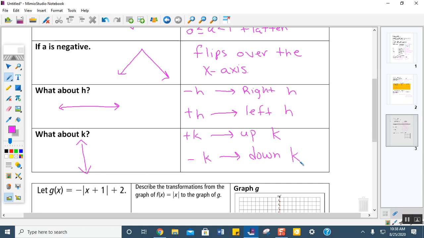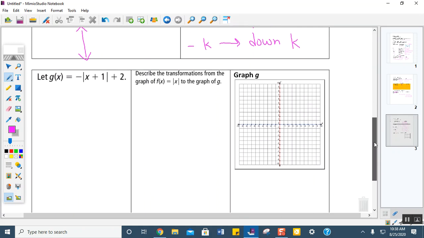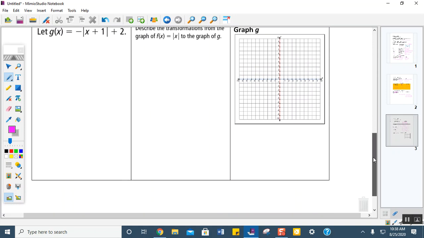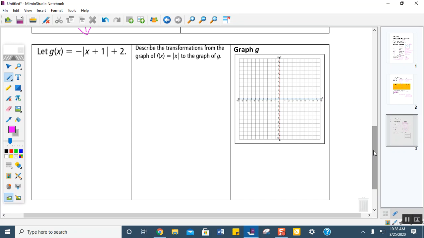So quite honestly, kids, this last example, let's see if what we've learned ties into what we need to know here. Okay? Here's a great example. Let g of x equal negative absolute value of x plus 1 plus 2. Now I'm going to cheat this a bit. I don't like this negative out front here because there's no number out front. So I'm going to write this as g of x equals negative 1 times the absolute value of x plus 1 plus 2.